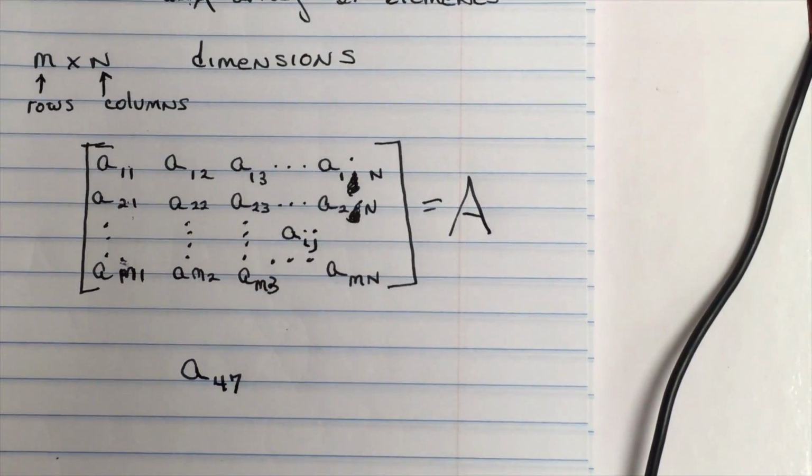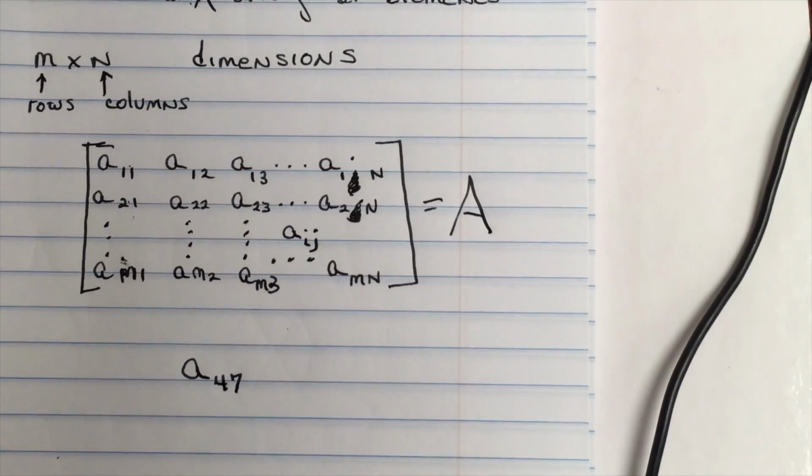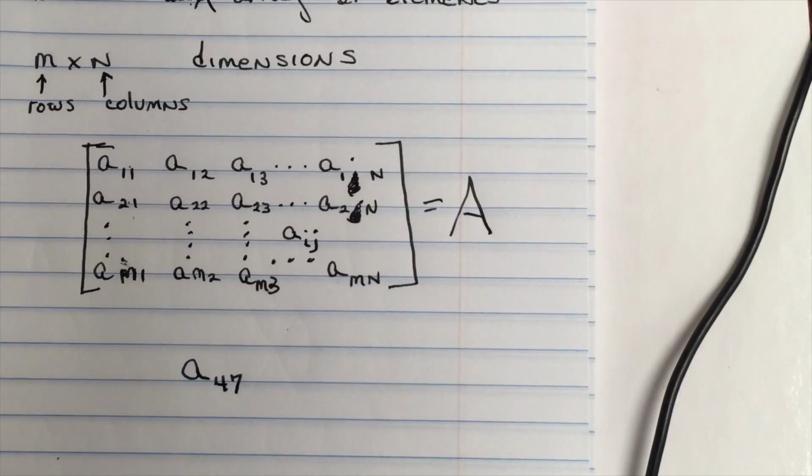So if I said to you, what row is that in? You would say it's in the fourth row. And if I asked you what column it's in, you would say it's in column 7, right? That's all that is.